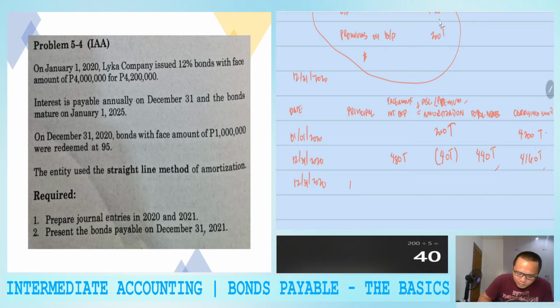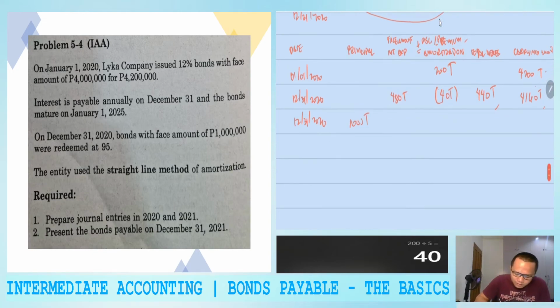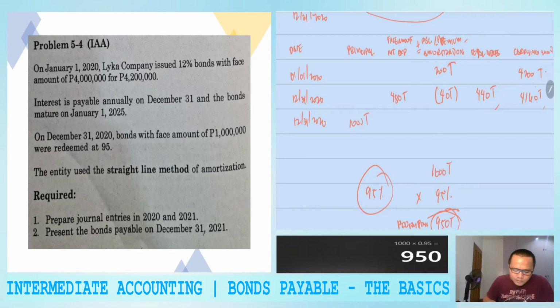So ngayon, obviously, may principal payment na 1 million. But, take note, it was redeemed at 95%. So the point is, 1 million times 95%, okay, ito yung redemption price. Okay, 950,000.